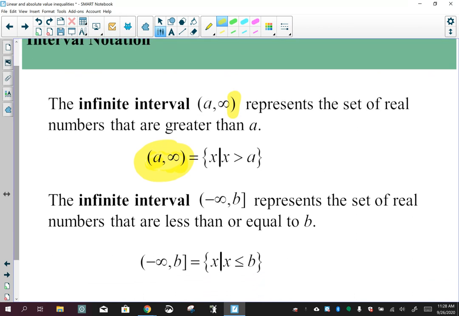If it includes it, for instance, see how this one has a bracket here? So we make sure that we use the greater than or less than, or greater than or equal to, or less than or equal to sign. And this is going to be your interval notation, and then this will be your set builder notation here.